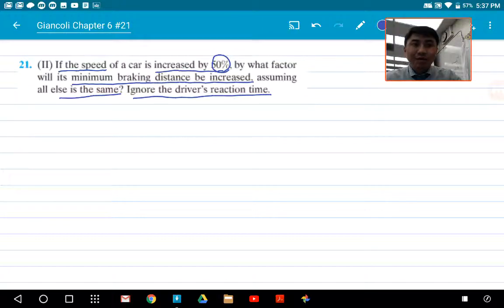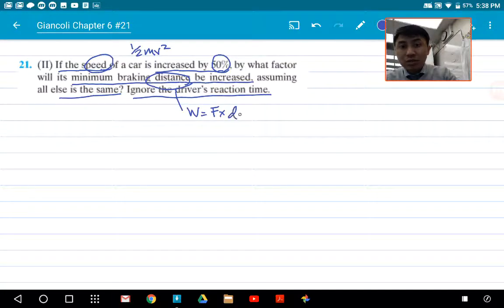All right, this is kind of funky. There's a lot of stuff going on actually. So here, this has speed, so we're thinking 1/2 mv squared, right? But then braking distance, we're talking about the work being force times distance. And in many ways, we can set them equal to each other. We can talk about kinetic energy, the change in kinetic energy being work.